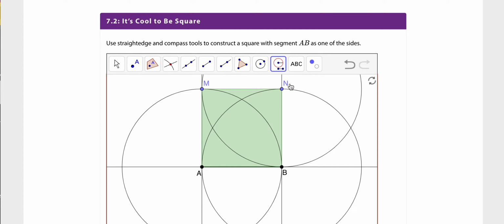And if you wanted to really convince yourself that this was perpendicular to these original lines, you could create perpendicular bisectors and you would find that it would go right through MN. So we have our square.